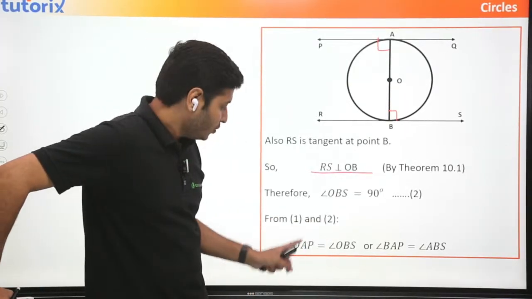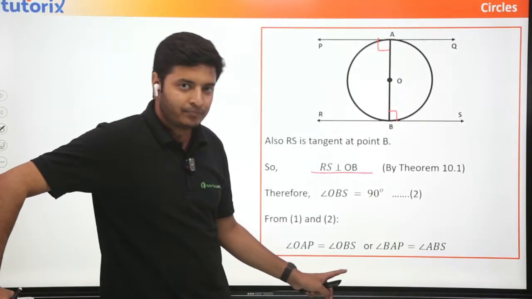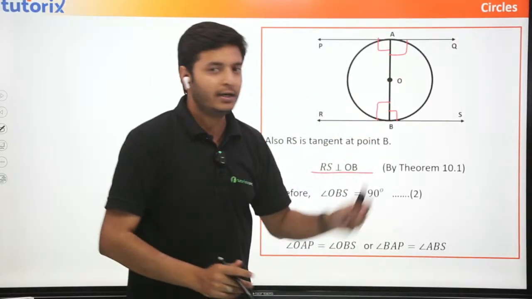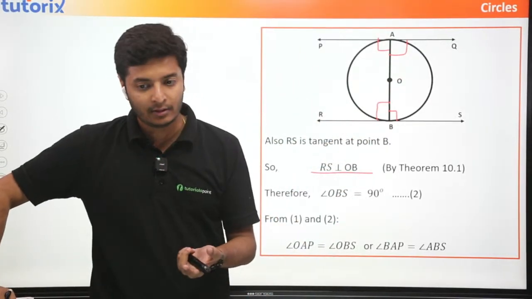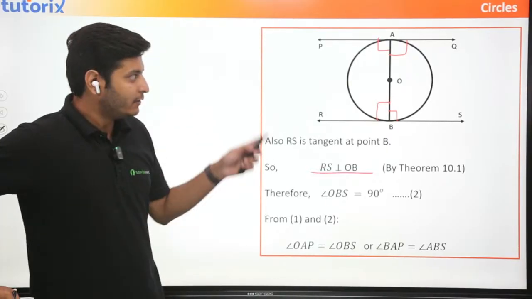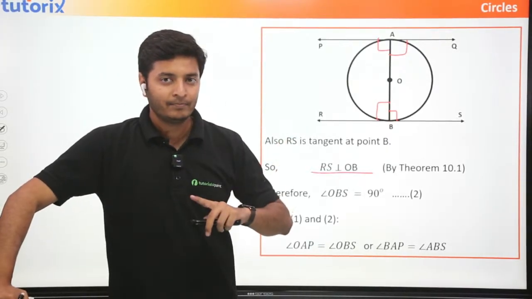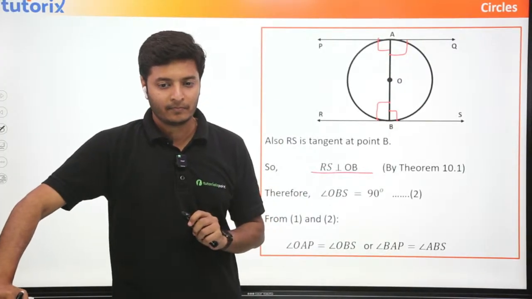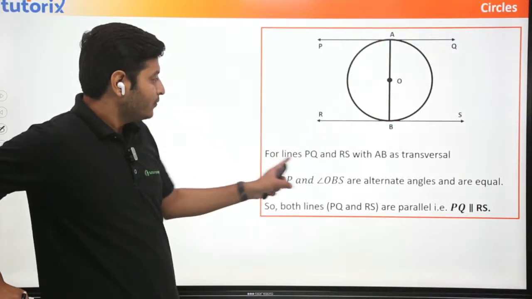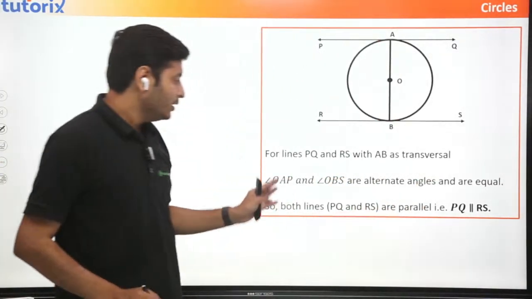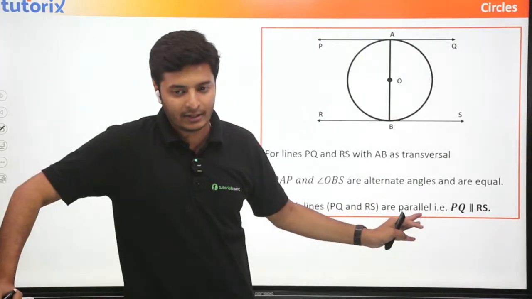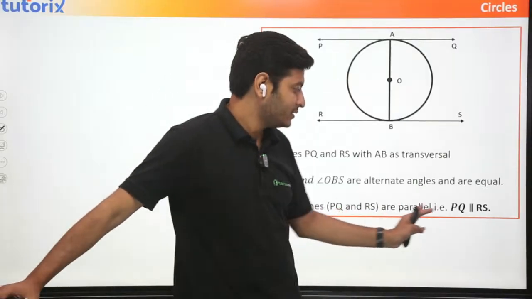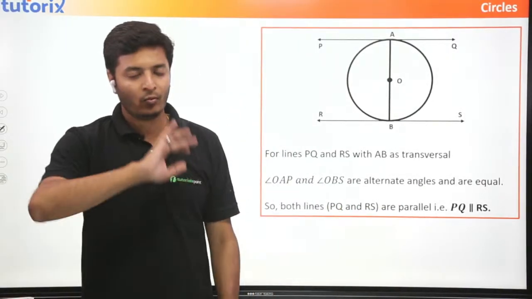So now angle OAP is equal to angle OBS. You can also prove that this angle is also 90 degrees, this is also 90 degrees, they are also at the alternate interior position, they are also equal, correct? So whenever alternate interior angles are equal in case of two lines and a transversal, then the given lines are parallel. So we can simply state that for lines PQ and RS with transversal ABS, these two angles are at alternate interior angles position and they are equal, which simply indicates that both the lines PQ and RS are parallel to each other, and this is what we need to prove.